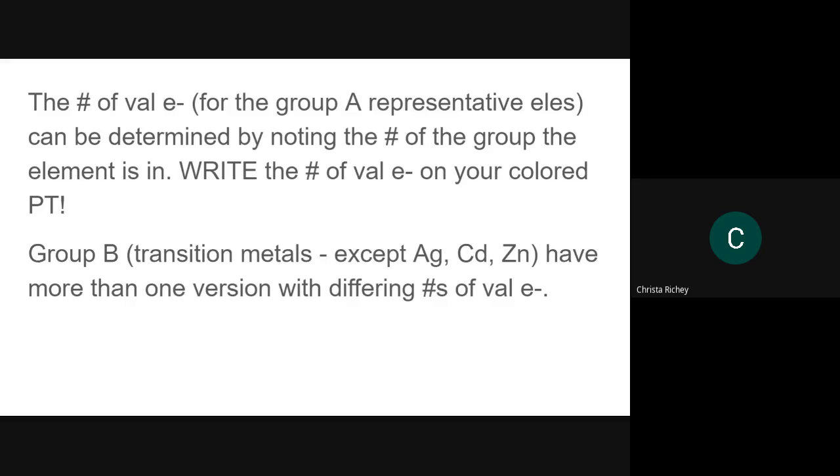But your group B elements, these guys, with the exception of zinc, cadmium, and silver, which these were +2, and this one was +1. All the other ones have more than one type, just like iron. It's not always +2 and +3. Sometimes it's +1, +2. With the case of manganese, which is sort of like the hoochie mama of the periodic table, it's +1 through +7. Manganese, it buddies up with everything. Let's just put it that way.